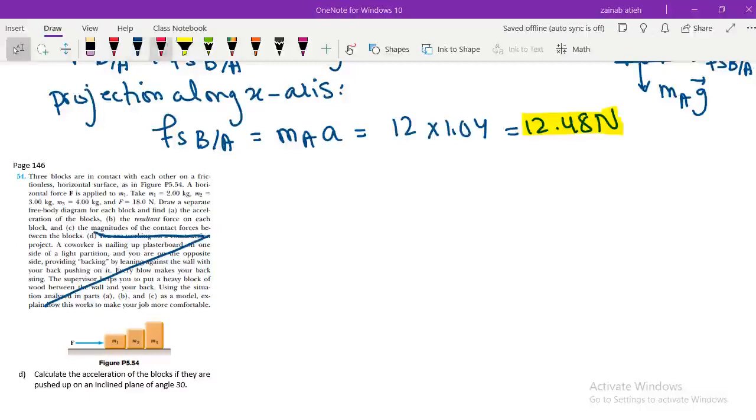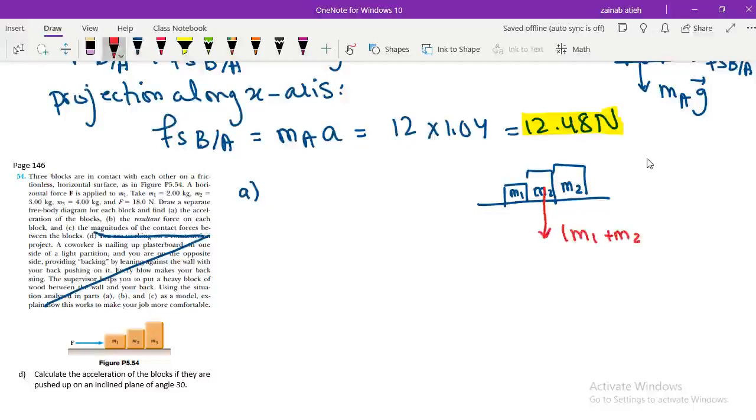So I will start with part A. It says find the acceleration of the blocks. To find the acceleration, as I have told you, one of the ways is to consider the system all together. So I have 3 blocks, M1, M2, and M3. What do we have? Forces. We have external forces, the weight of the system, M1 plus M2 plus M3 G. We have the normal. We can say it's N1, N2, and N3, or N for the whole system.